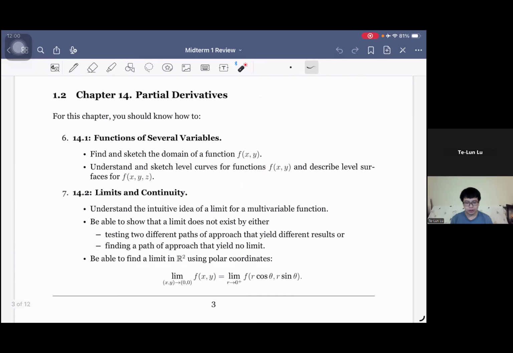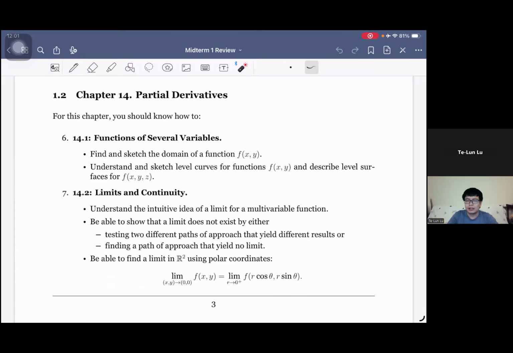Now, chapter 14, we're into our differentiation theory for high-dimensional functions. For section 14.1, functions of several variables, the only task is to know how to describe the domain of a certain function. For example, for f of x, y equal to square root of x plus square root of y, x and y must be non-negative, right? That's the only requirement. So you have to know how to describe the domain for a particular function.